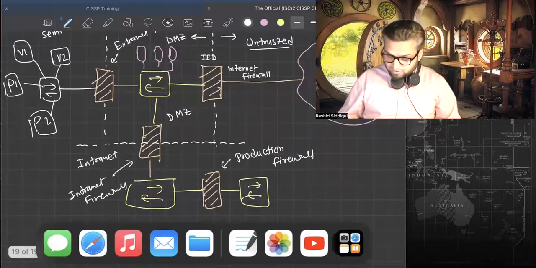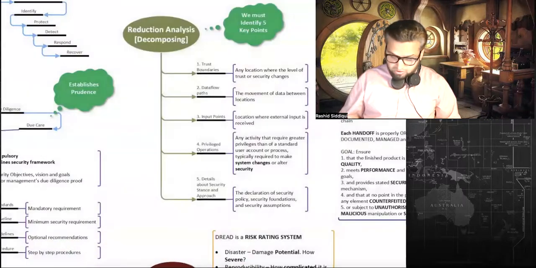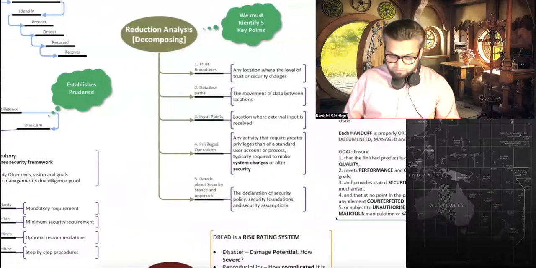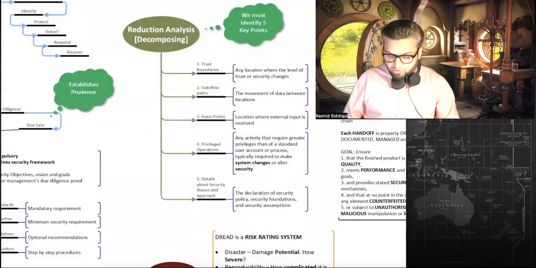If you look into my visual drawing, in reduction analysis, which is basically decomposing anything which is of interest for our analysis, it may be the infrastructure, it may be the database, it may be the application or anything. So first we have to identify what are the trust boundaries, right? So trust boundaries are any location where the level of trust or security changes.